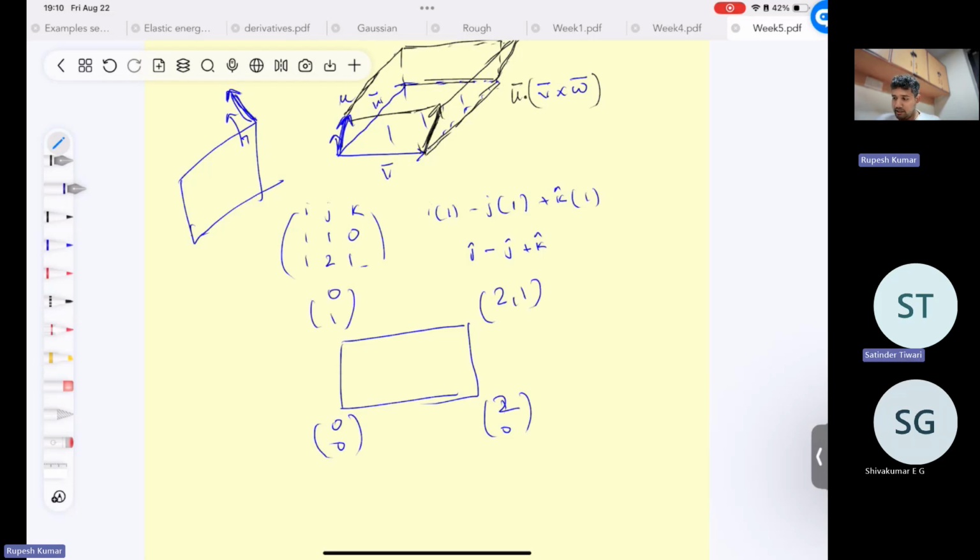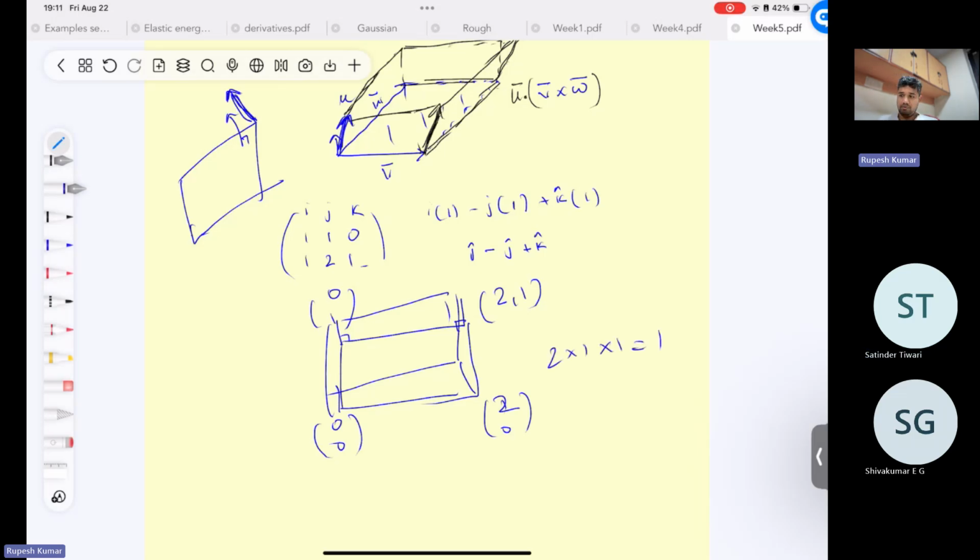So let's say this is the base, and then from here you make a cuboid, right? Extend by length 1 in the third direction along the z-axis. You form this cuboid. Now, what is the volume of this cuboid? It will be 2 into 1 into height, which is 1, right?